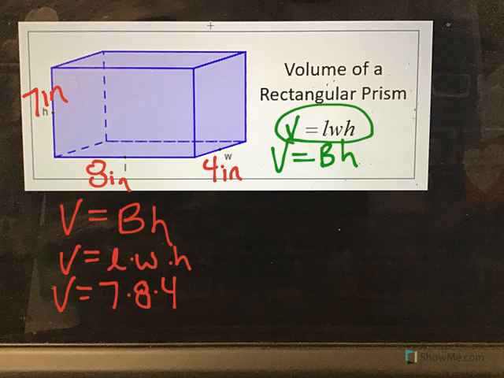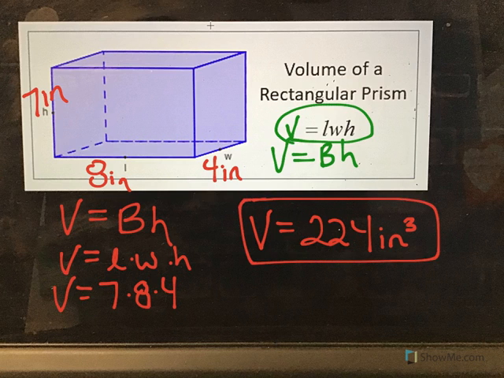So we're going to do 7 times 8. You can get 56, and then 56 times 4, we get 224. So our answer is 224 inches cubed, or cubic inches. So that would be our answer. Again, once we have our dimensions, we write down the formula. Then we write down the specific formula, because we have to find that capital B stands for area of the bottom shape. Then plug in what we do know to solve for what we don't know, and we get our answer.